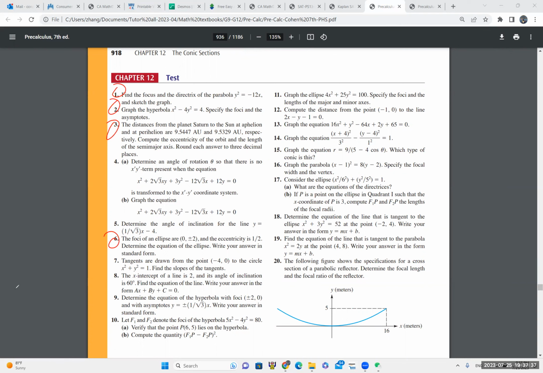Equation of the hyperbola. Yeah, 9, 11, and 12, you can do it. It's related to section 12.1. Graph this, you can do it. Just take them as the homework. So let me quickly write it down: C12 test Q 1, 2, 3, 6, 9, 11, 12, 13, 14.